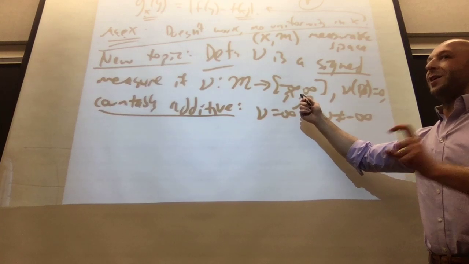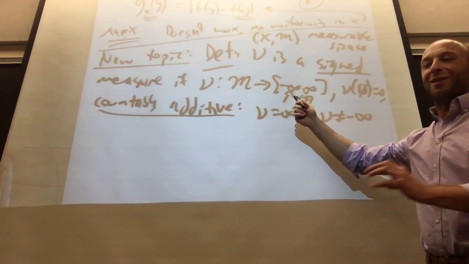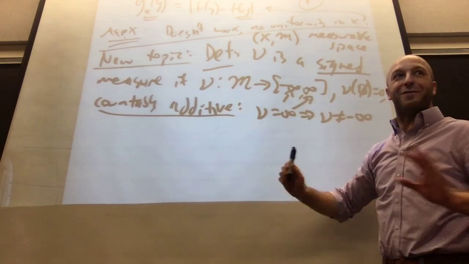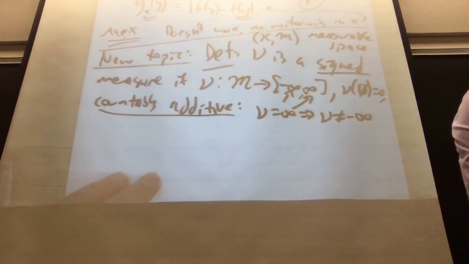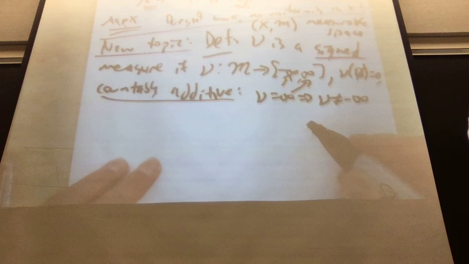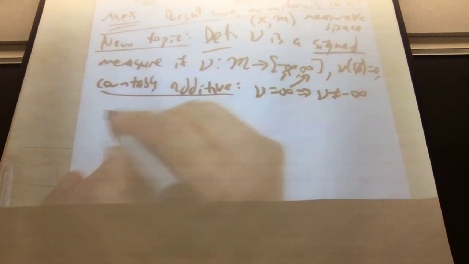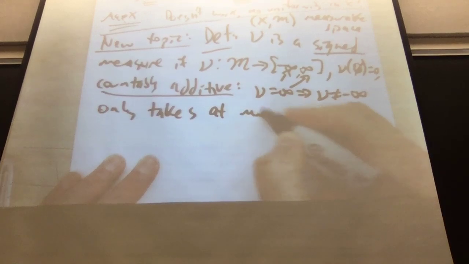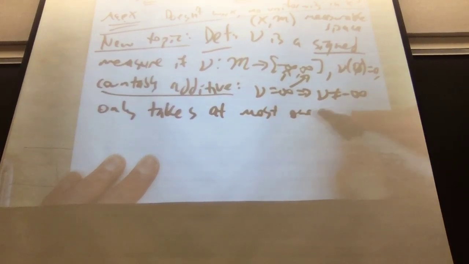The function being equal to 0 times the indicator of a set of infinite measure, no problem, that's 0. But infinity minus infinity, we have a problem. Okay, so nu only takes at most one of the values plus or minus infinity.